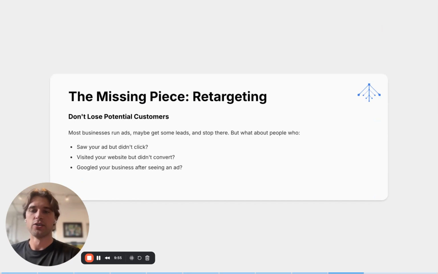So one other piece, and this is kind of like a bonus tip, retargeting. So what happens when you run ads is you run ads and people will see the ad, they won't click the ad, but they'll actually search you on Google. And what a lot of companies don't do is run Google ads to their business's name. So when you run Google ads to your business's name, when they search you, you're going to pop up first.